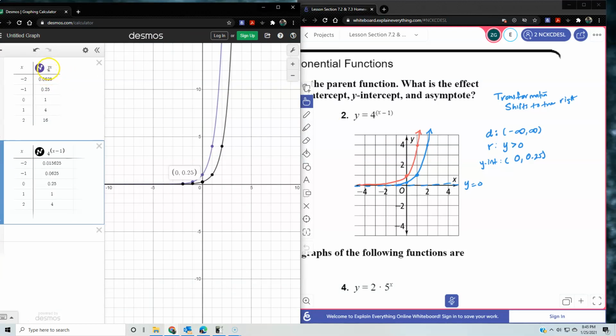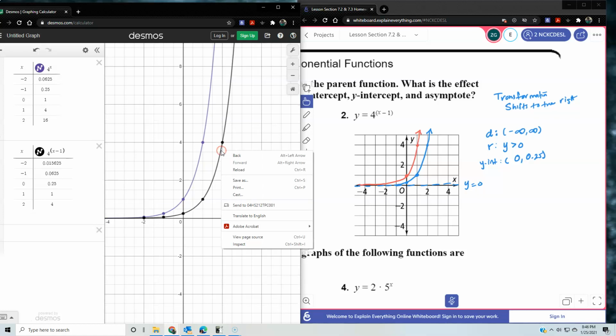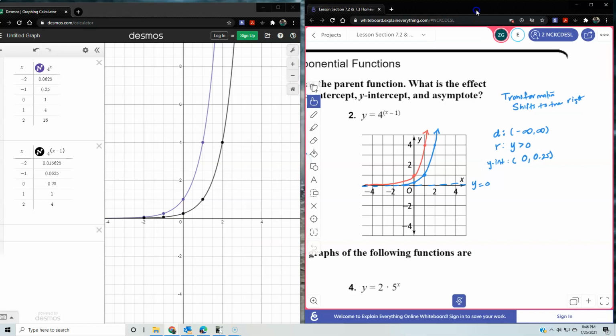Once again, I graphed the parent function y equals 4 to the power x, and then I graphed 4 to the power x minus 1, which is shifted to the right. The black one, in this case, I did have blue. I don't know how to change the color here, but it's actually the blue one. And this one is the red one, the parent function. So that's how you do question number 2.